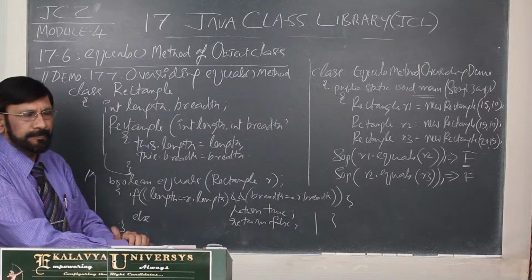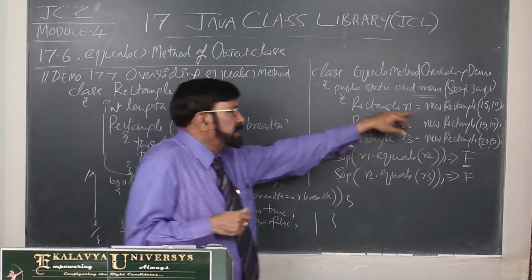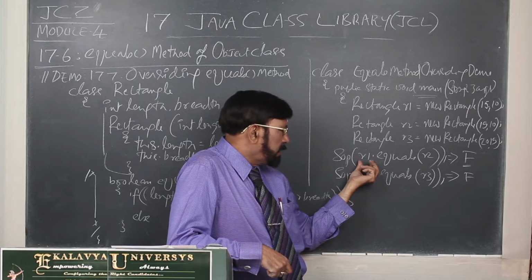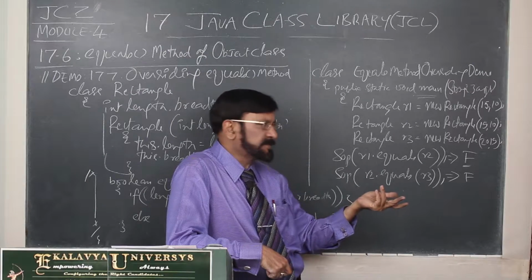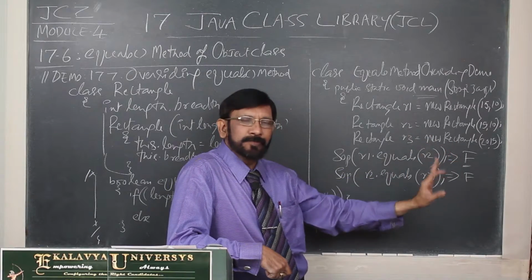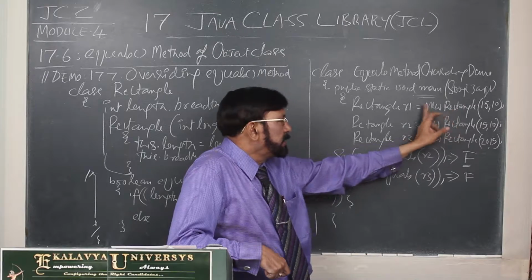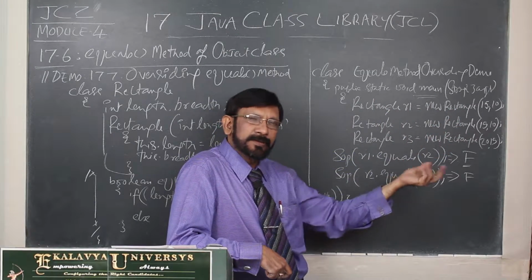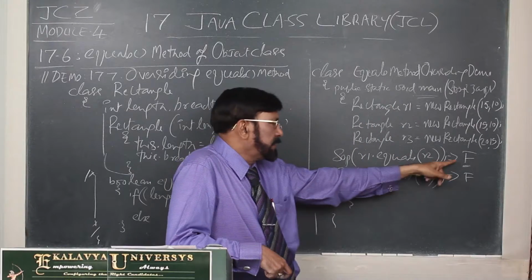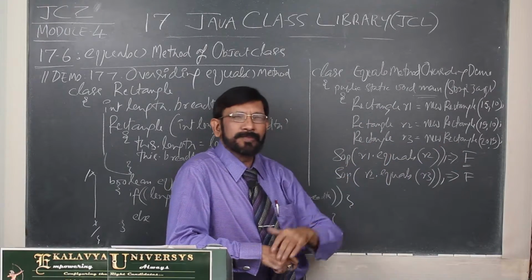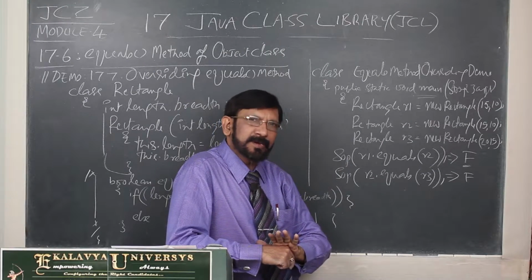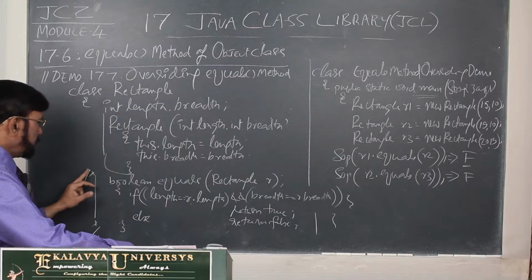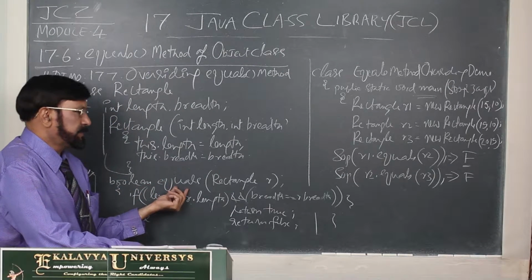Now you understand that. But if these were string objects instead of R1, R2, the result would be true. The result would be true because overriding was done in the String class itself. This result is true as far as the String class is concerned, since overriding was done. Now, you see how we made the overriding of the equals method.